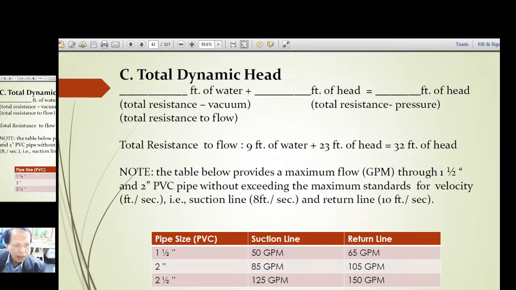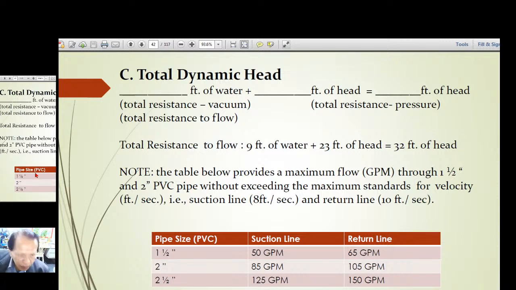Okay. The table below provides the maximum flow in gallons per minute through a 1.5 inch and 2-inch PVC pipe without exceeding the maximum standards for velocity in feet per second. For example, the suction line is 8 feet per second and the return line is 10 feet per second.